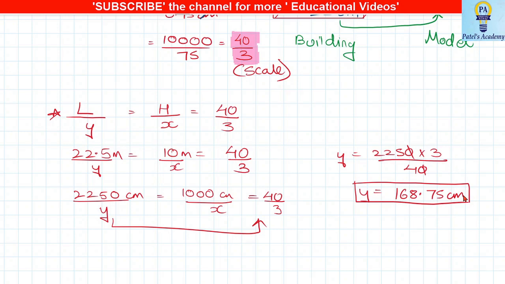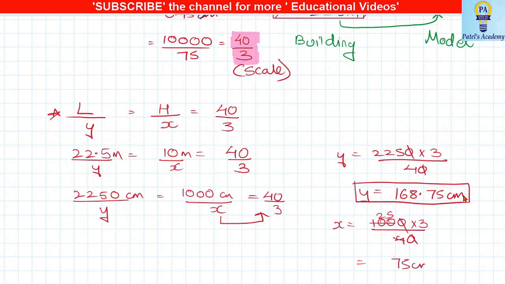And now if I cross multiply these two, what will I get? x equals 1000 into 3 upon 40, but these ones are 25 into 3 is 75. So x equals 75 centimeter. These are the required values. This is the length and this is the height of the model, and that is what we have to find out. So the calculations are similar to those of similar triangles. So with this we finish the question bank of the first chapter, students.